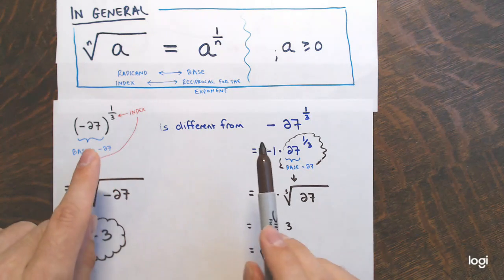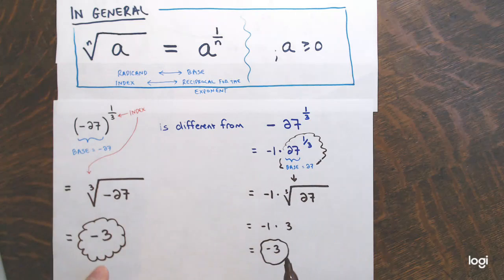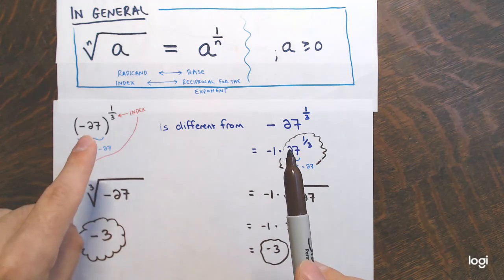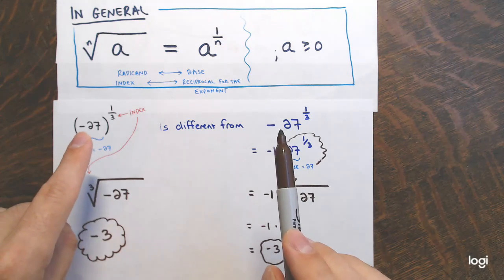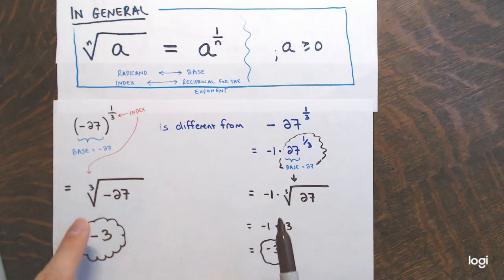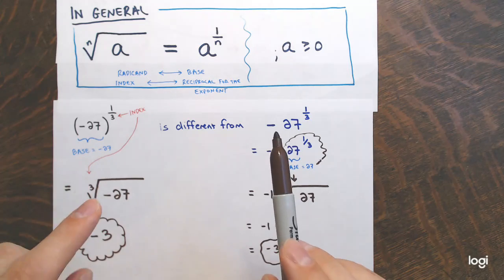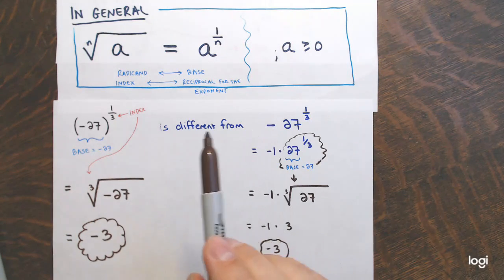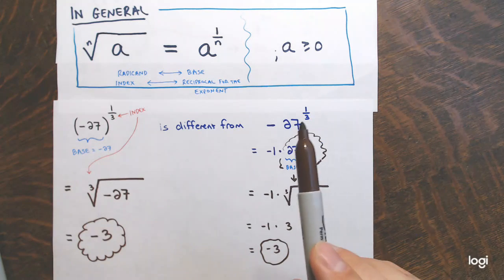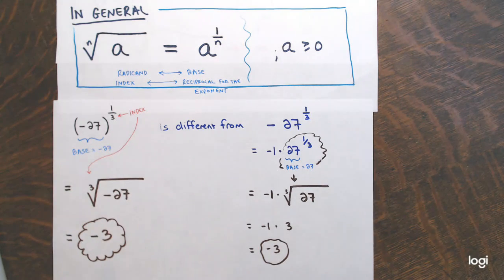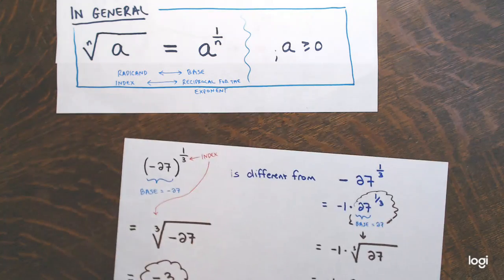But even though they have the same value, both of these expressions have a value of -3, they are different. They have a different meaning. They have the same value, but the exponent of 1/3 has a different base in each of them. So just pay attention to parentheses. And that's also what my next 2 examples are showing, to pay attention: do I have a set of parentheses or not?